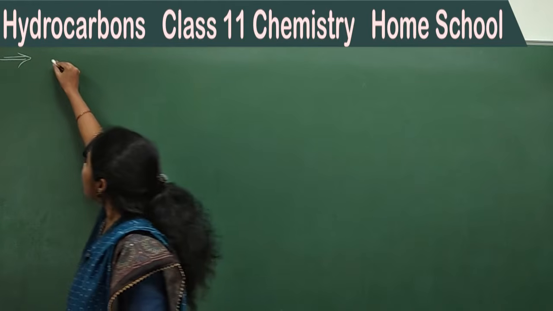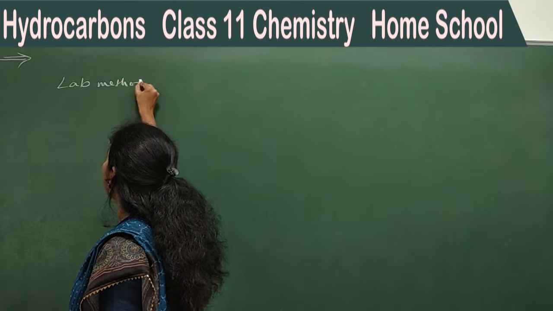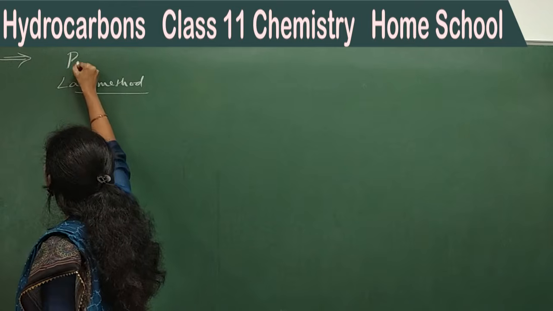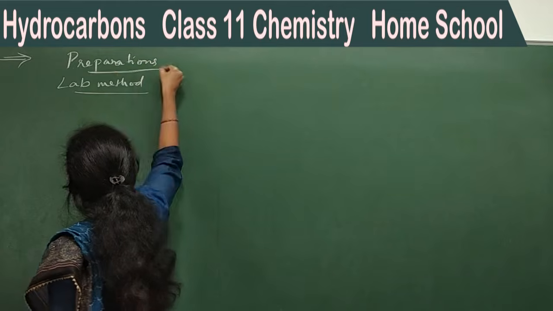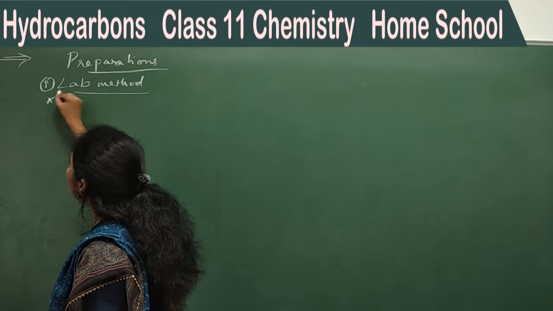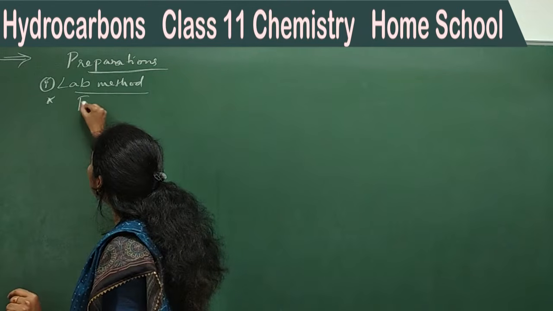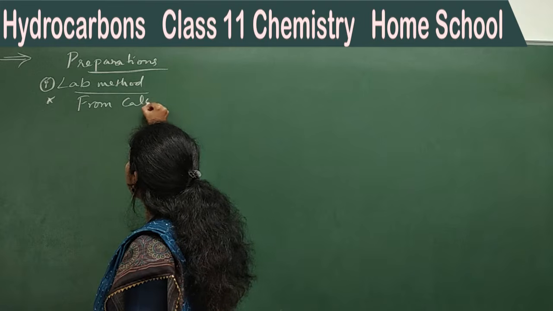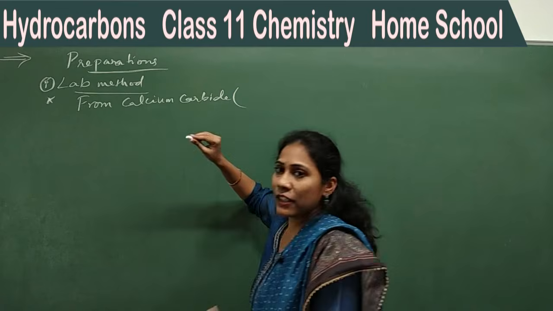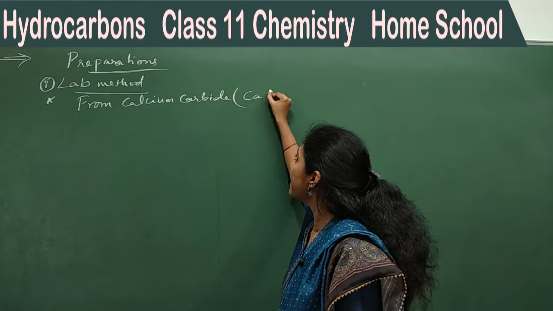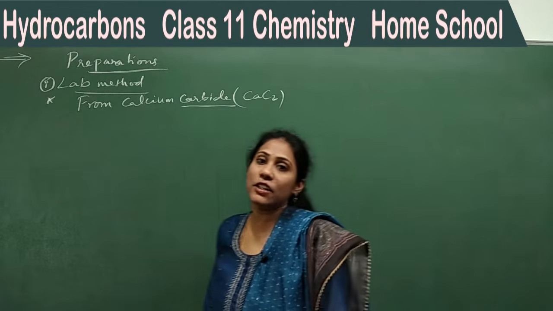See here, first and foremost, let's talk about the laboratory method of preparation. So under preparations of alkynes, I am talking about the laboratory method. Very important laboratory method. In the lab, alkynes can be prepared from calcium carbide. So how do you write the formula of calcium carbide? It is CaC2.